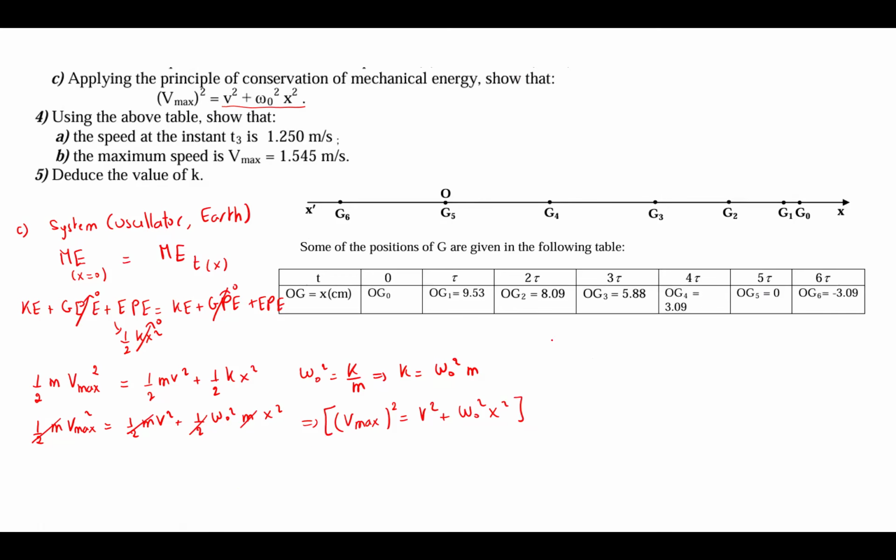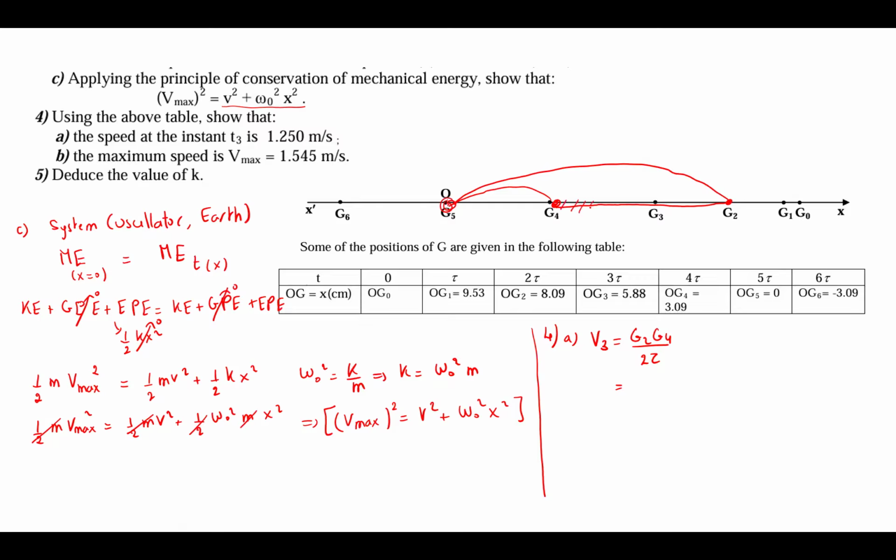Now in part 4, the question is, using the above table, show that the speed at t3 is equal to this value. In order to find the speed, so v3, which is an instantaneous speed, I'll take the point just before and after, which means I'll take G2 G4 over 2 tau. Now, if I look here, this is G2 and this is G4. I don't have this value directly in the table, but I have OG4, this is O, and I have OG2.